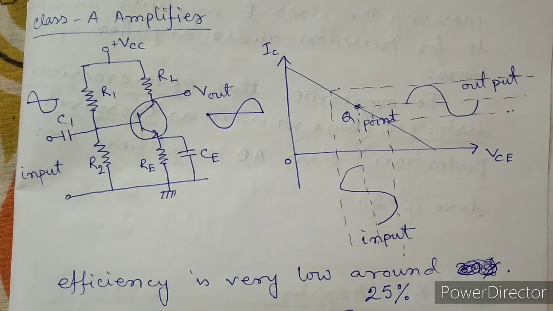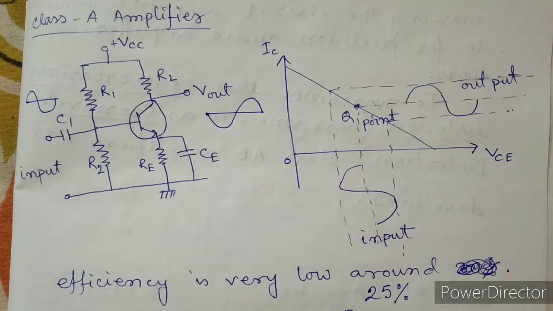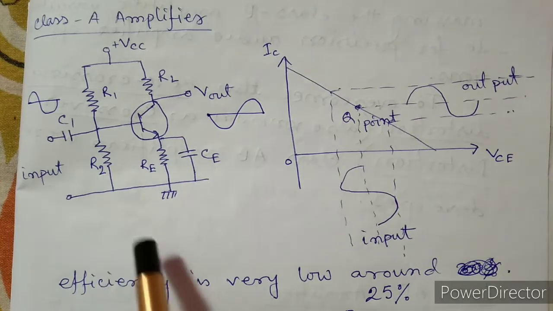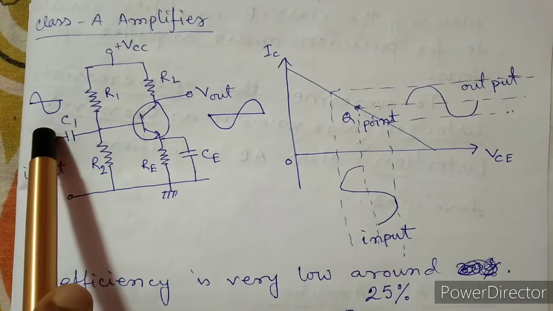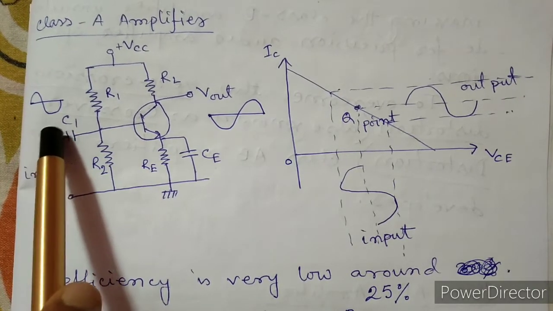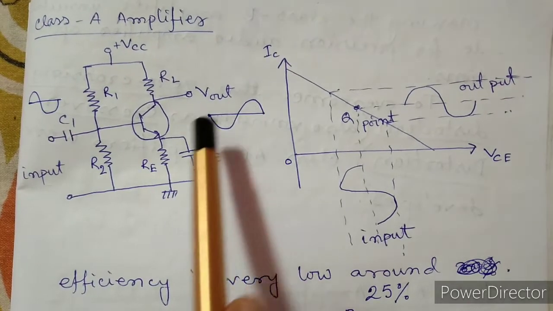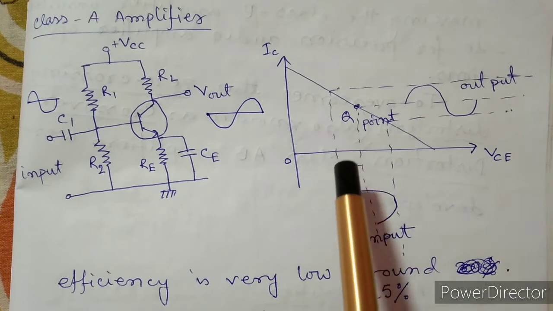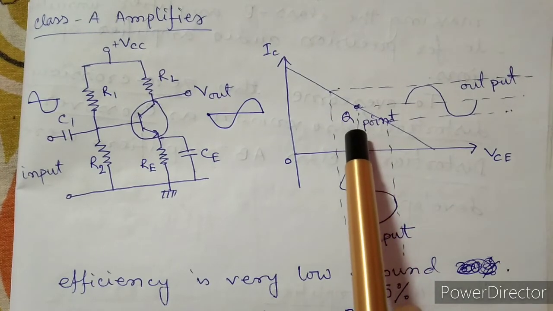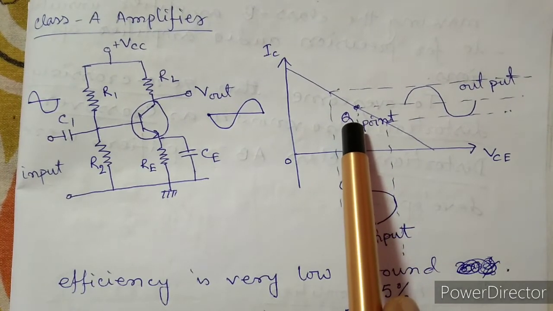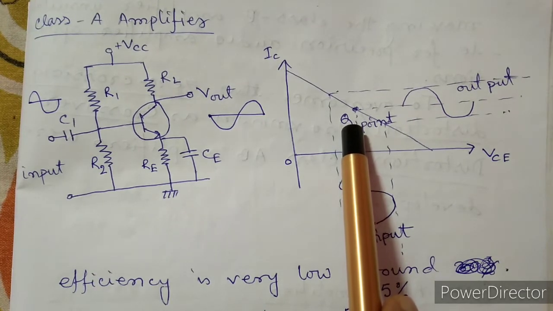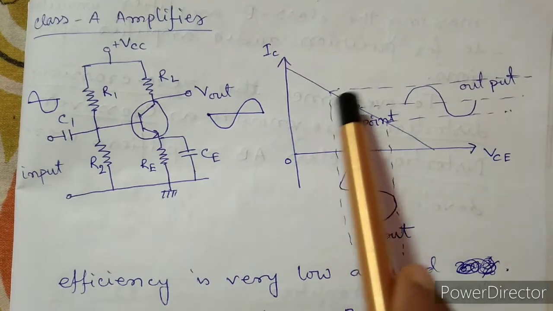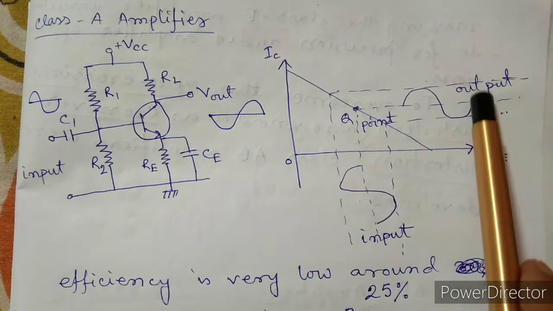Now let's start discussing the class A amplifier first. Here the class A amplifier circuit is given. This is the input signal. Depending on that, the output will change. Now if we see the load line and Q point for class A amplifier, we have to choose the Q point in such a way that for all input variations we will get the output variations.